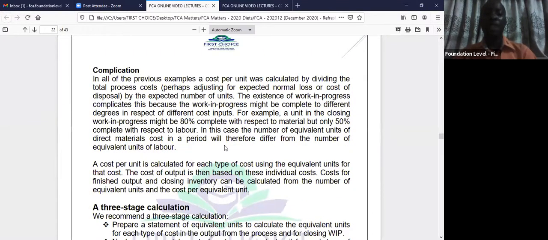Okay, in all previous examples, a cost per unit was calculated by dividing total process costs by expected number of units. That's what we've been saying. The existence of work in progress complicates this because the work in progress might be complete to different degrees for different cost inputs. Now, that's the complication. Material may be 100% complete or maybe 80% complete. Maybe labor might be 80%. Other elements of conversion might have different percentages. So if there are different percentages of cost inputs, you must find their equivalent costs for each cost element.